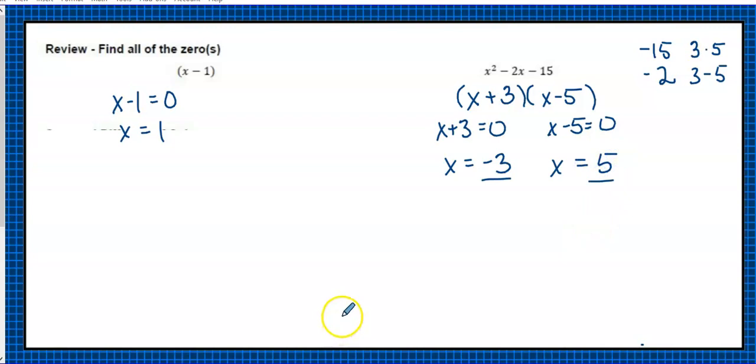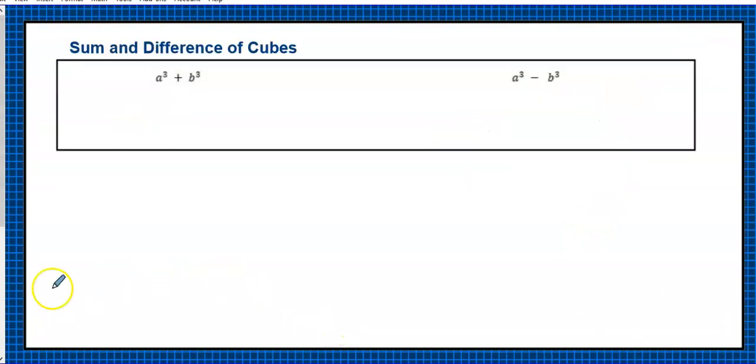Okay, so that is the extent of our review here. We're going to move on to sum and difference of cubes. If you have two numbers added together or subtracted, and each of them is a perfect cube, then you can factor it by using this formula. I'm going to give you the formula first, and then we're going to actually do some examples. What you end up with is a binomial and a trinomial, and sometimes that trinomial can be factored. If it can't, we have to use the quadratic formula.